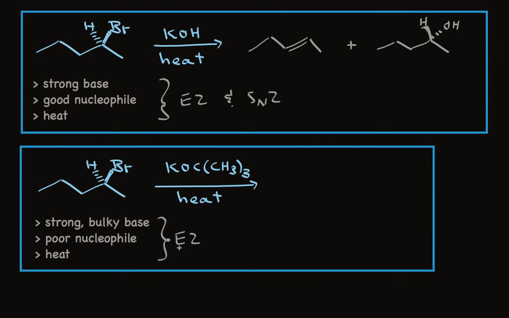Because it's a very bulky base, we'll expect that it produces the Hofmann product, the one with fewer alkyl groups attached to the double bond. So with the bulky base, we see the Hofmann product, and with the much smaller base, we see the alkene formed according to Zaitsev's rule.